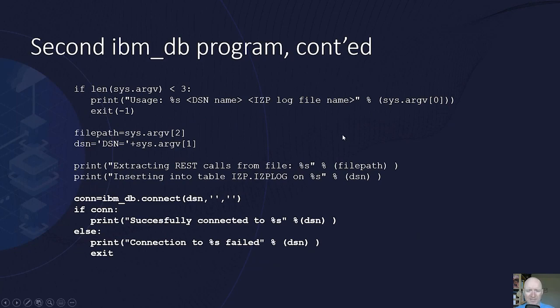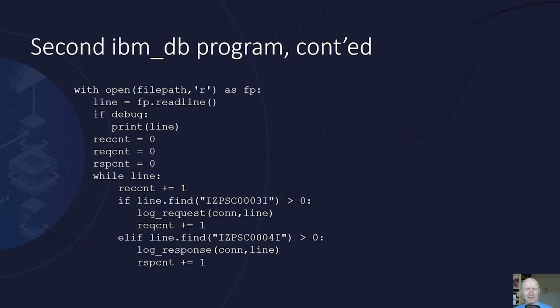So here's some of my program. I make the program take parameters on the command line, including the name of the DB2 and the name of the file, and it writes something out, and then it does a connect to DB2, and then we start processing the file. So we read line by line, and I was interested in 2 different message IDs. If I find one message ID, I call one subroutine. If I find another message ID, I call a second subroutine. So very simple code, very easy to write.